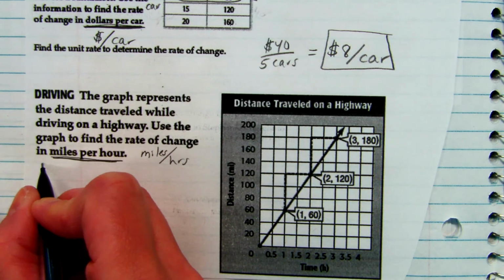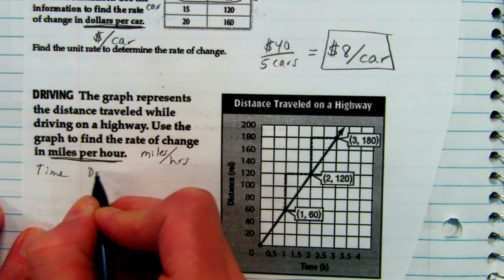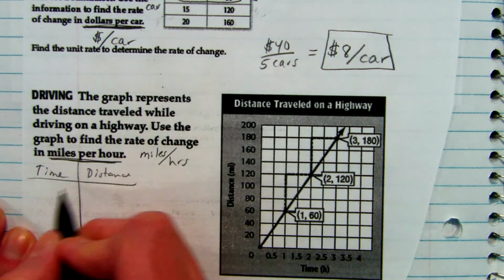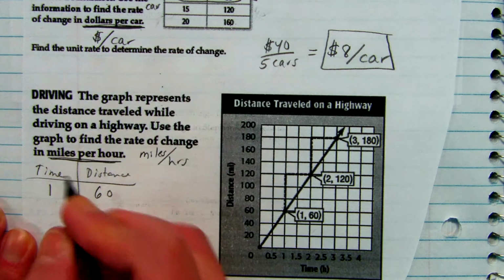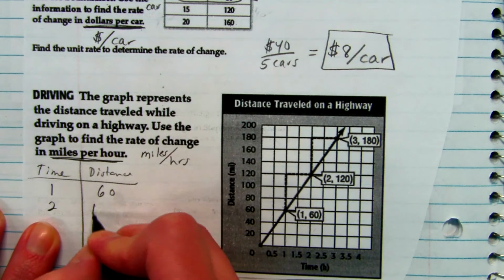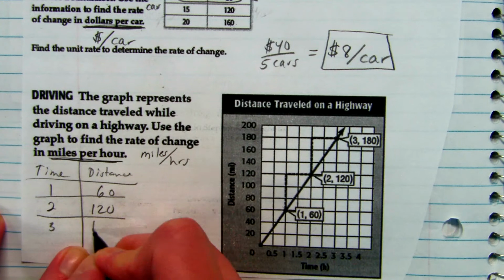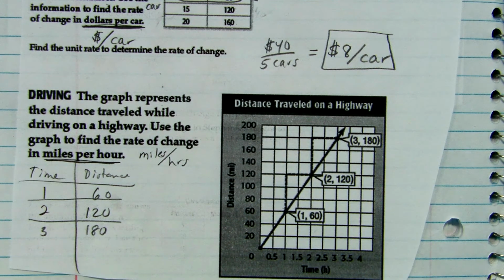So I can have time, and I can have distance, and I can put these in there. So I've got 1 hour for 60 miles. I also have 2 hours for 120 miles and 3 hours for 180 miles. And if you want to organize it in a table just so they kind of all look the same, you can.